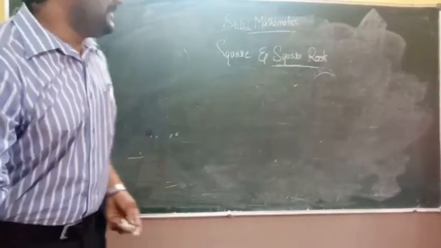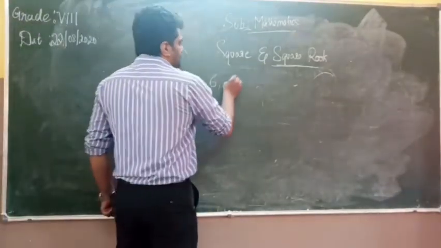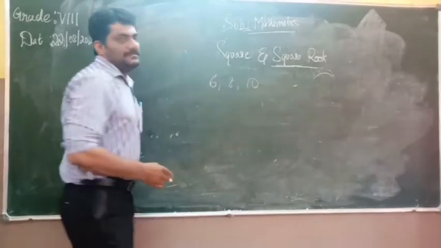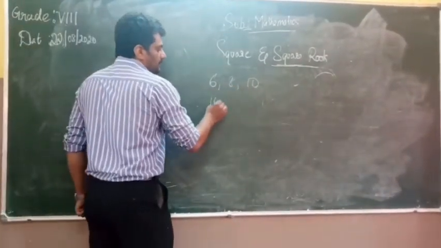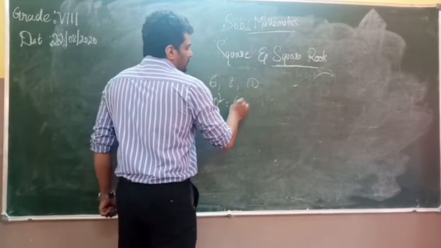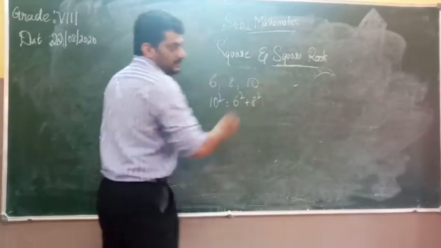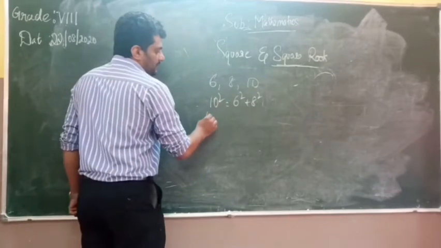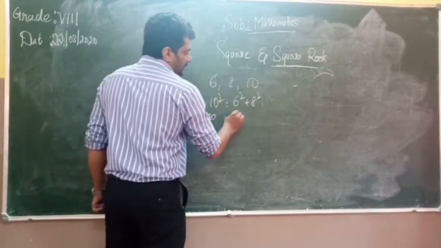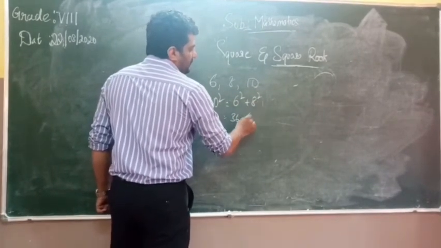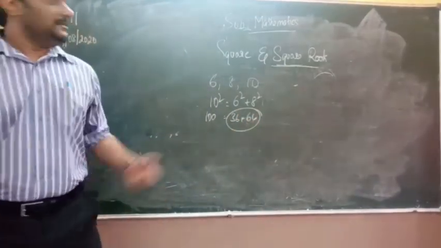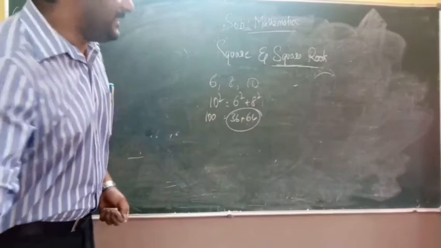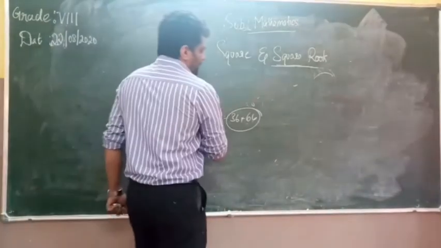For example, 6, 8, 10 is a Pythagorean triplet. You want to check which is the big number? 10 squared is equal to 6 squared plus 8 squared. 10 squared is 100. 6 squared is 36, 8 squared is 64. When you add these two, you will get 100. That is why it is called a Pythagorean triplet.